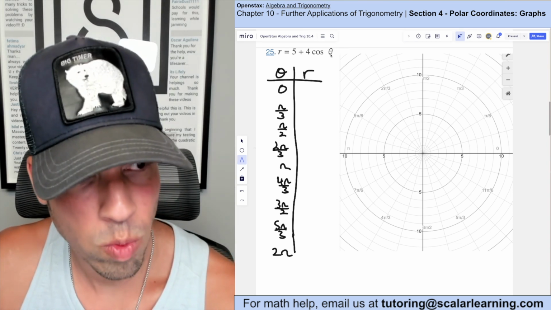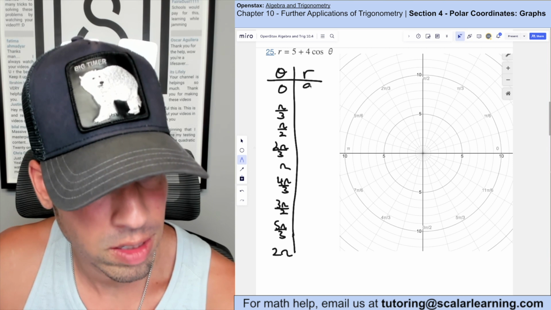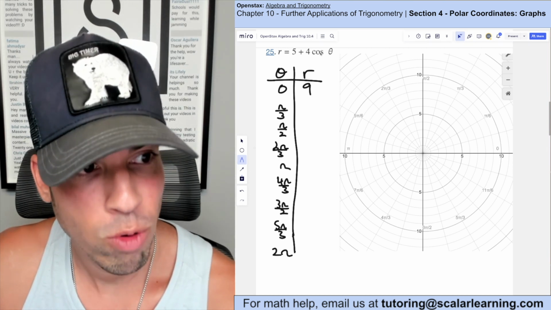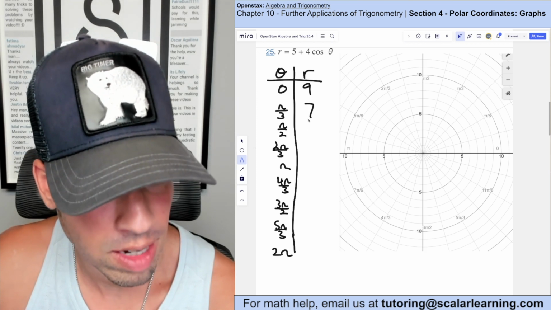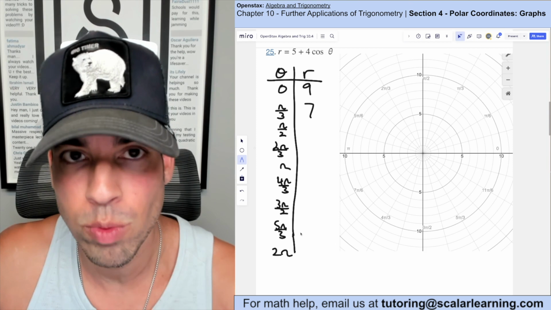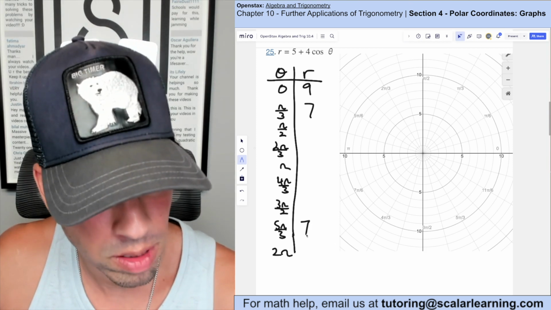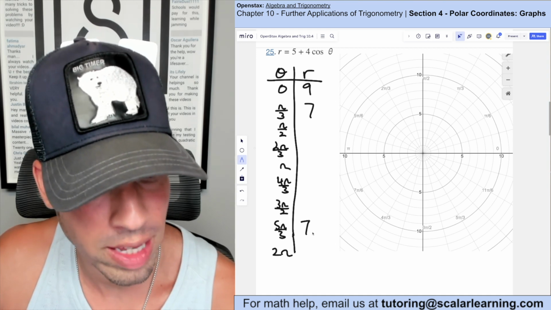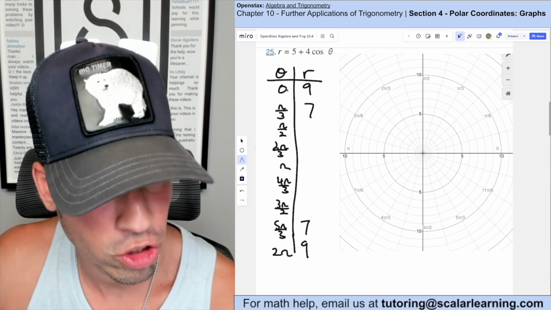Cosine of 0 is 1, times 4 plus 5 is 9. Cosine of pi/3 is 1/2. 4 times 1/2 is 2, plus 5 is 7, and that's going to be the same value when we have 5 pi/3. That's also going to return a positive 1/2, so we have a 7 here. By the way, 2 pi is also going to give us a value of 1, so that's going to come back to 9 as well, just like 0.